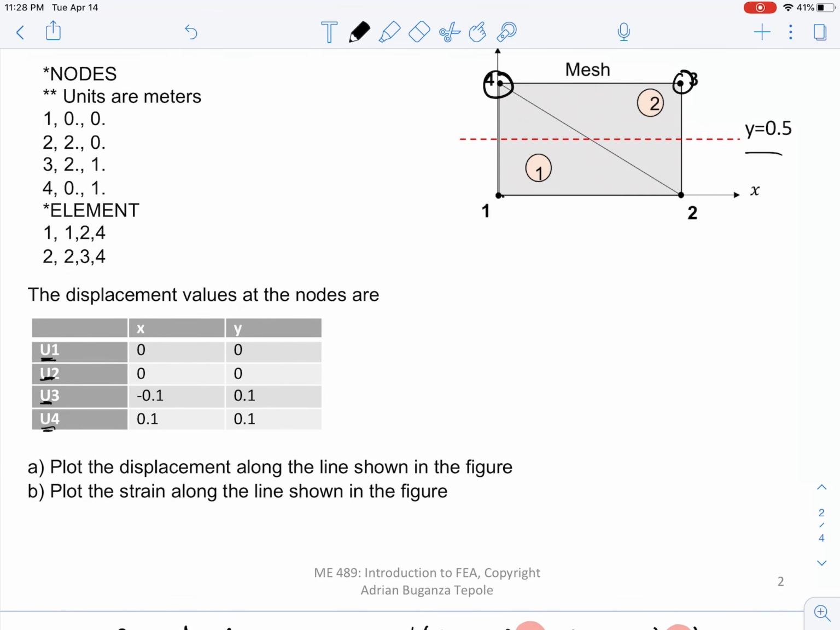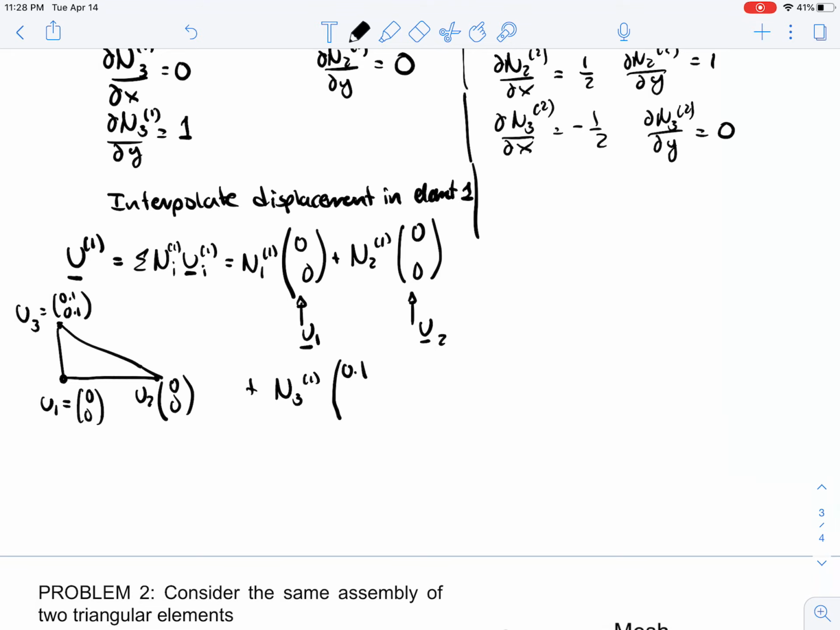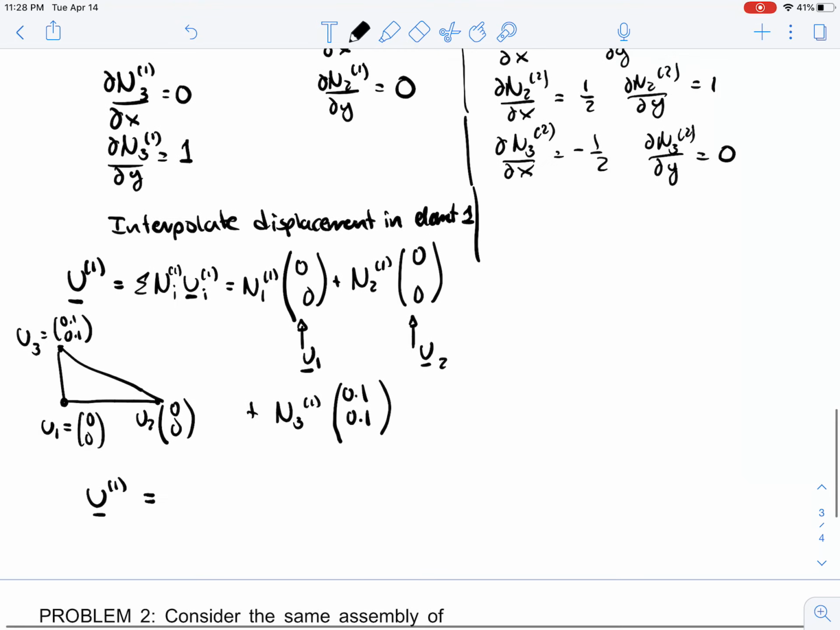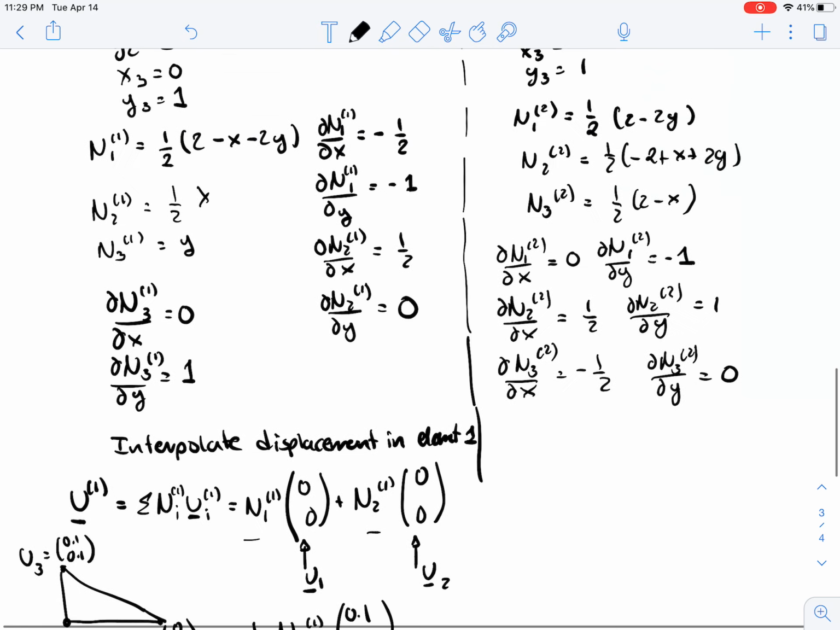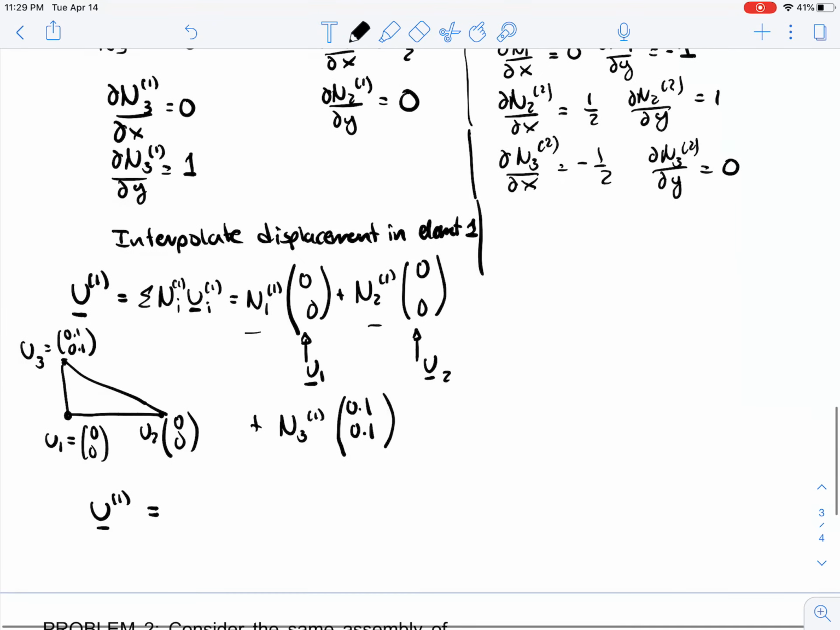So note that that's not the same as the global node 3. Global node 3 is actually this one right here, but for element 1, local node 3 is global node 4. So that one has displacement 0.1, 0.1. So what we get is that for the displacement of element 1 interpolated, N1 and N2 are multiplied by 0, so it doesn't matter. And shape function 3 is multiplied by 0.1, 0.1. Shape function 3 is y. It's this one right here.